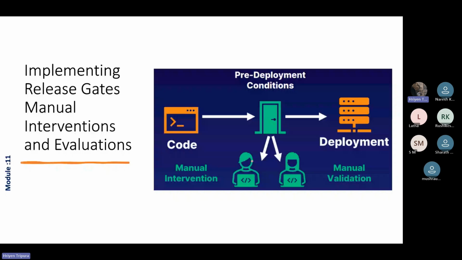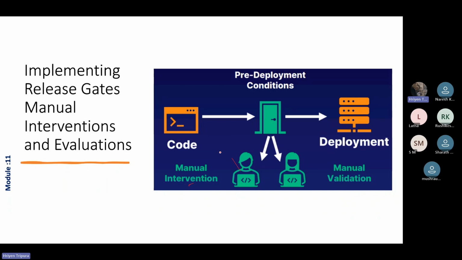Now there is a person here. As I told you, this is a gate, and there are two types of gate: pre-deployment conditions and post-deployment conditions. But when it comes to manual intervention, it should always be pre-deployment. That means somebody needs to approve it, and once they approve at the gate level, only then will the pipeline start kicking in and running.